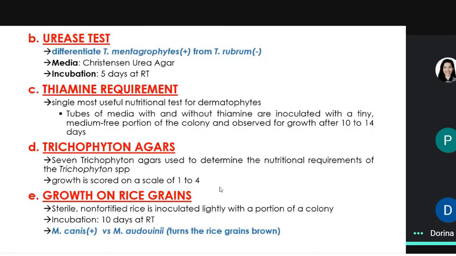Si thiamine requirement natin. If you look at our slide, it's a single most useful nutritional test for dermatophytes. So that's here, the tubes of media with and without thiamine are inoculated with a tiny medium-free portion of the colony. Why you wouldn't like to get anything kasi kahit ka-minute lang nung makukuha mo dun sa media, masama dun sa colony mo, pwedeng magkaroon ng effect dun sa result. So that you now try to check for growth after 10 to 14 days.